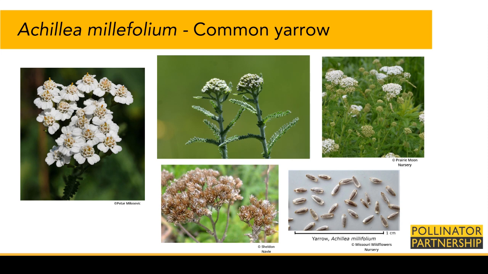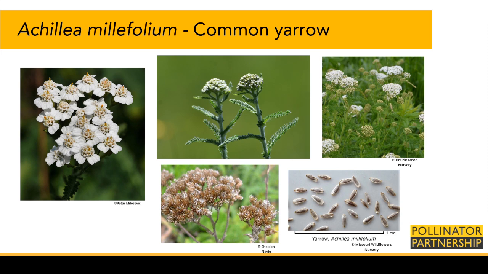Achillea millefolium, or common yarrow, is a hardy, drought-tolerant perennial recognized by its flat-top clusters of white flowers and finely divided fern-like leaves. The plant grows 1 to 3 feet tall and is common in grasslands, open woodlands, and along roadsides. The blooms appear from late spring into early fall and attract a wide range of pollinators.